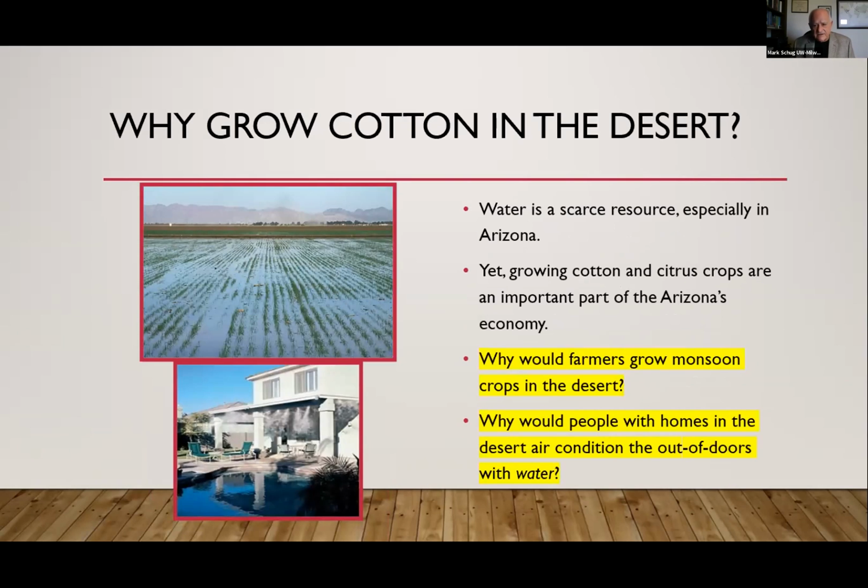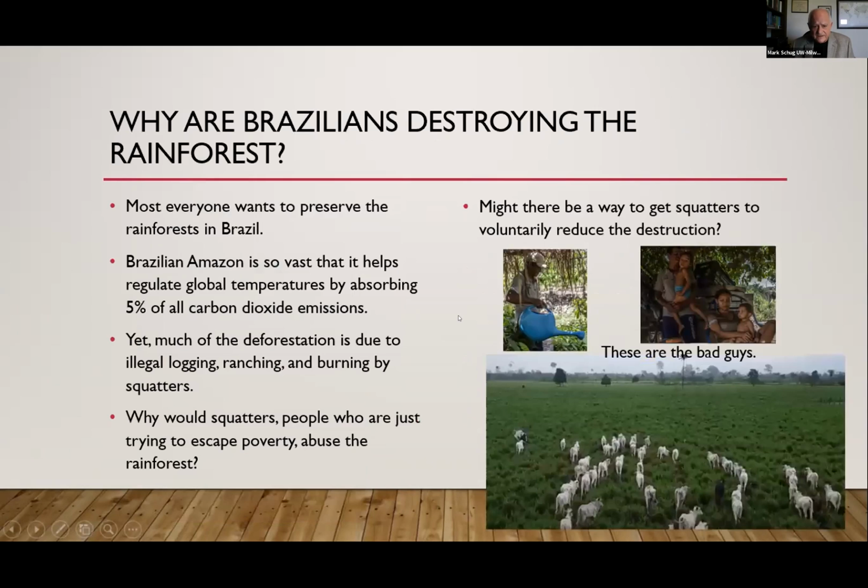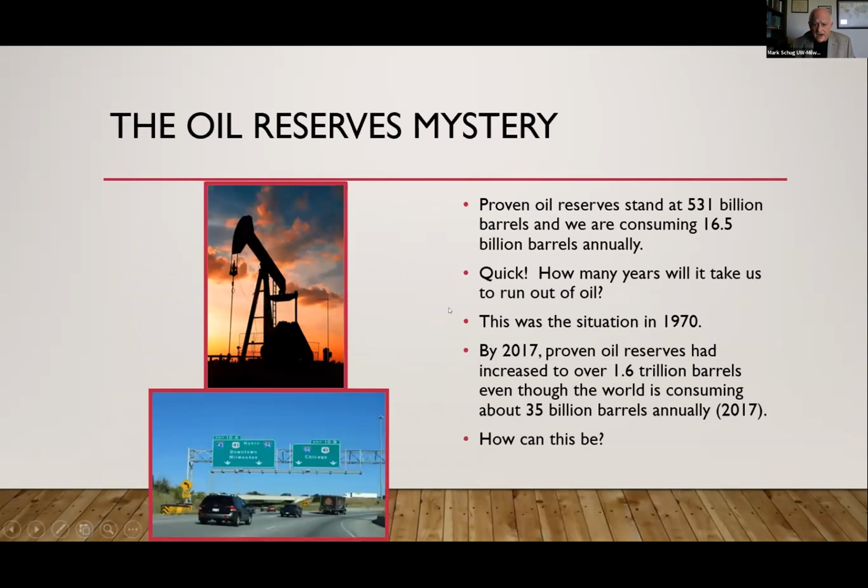Here's another one. Water is a scarce resource, especially in Arizona. Yet growing cotton and citrus crops are an important part of Arizona's economy. What you're looking at here in this image is growing rice. This is the Rocky Mountains in the background. They're growing rice in the desert here. And these are misters where people in Phoenix are air conditioning the out of doors. Why would farmers grow these crops in the desert? And why would people air condition the out of doors? Now, I'm not going to do this one because I'm running out of time. In fact, I am just going to rush through this.